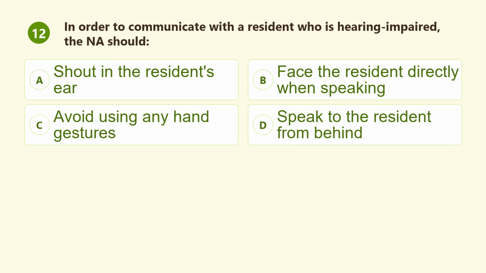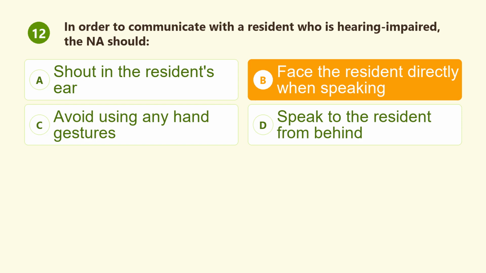Question 12. In order to communicate with a resident who is hearing impaired, the NAS should: Option A, shout in the resident's ear. Option B, face the resident directly when speaking. Option C, avoid using any hand gestures. Option D, speak to the resident from behind.